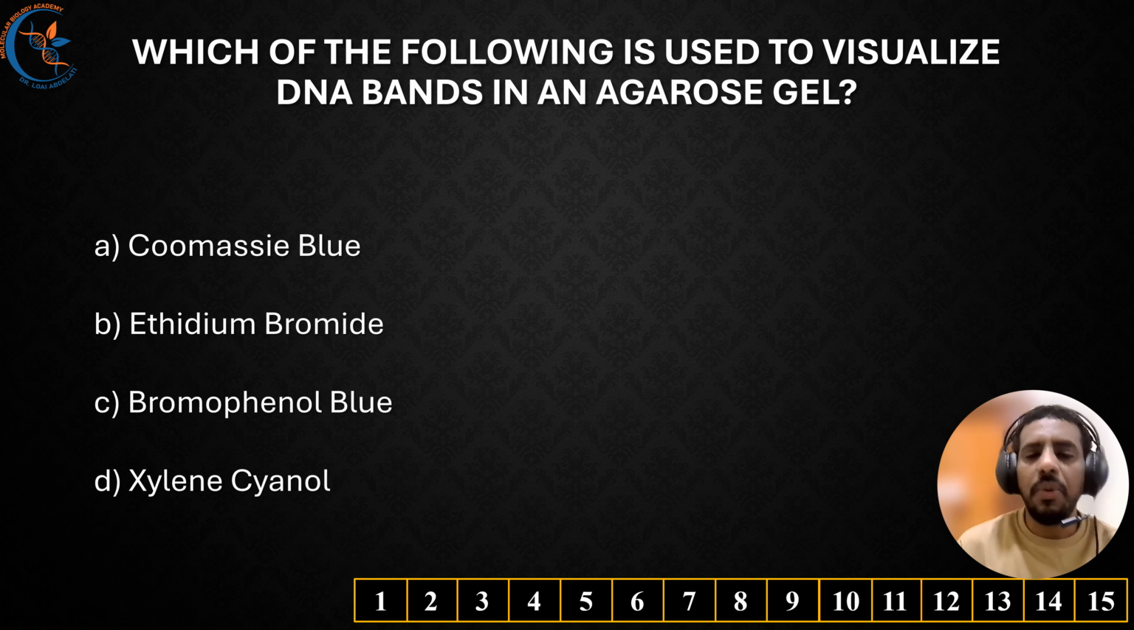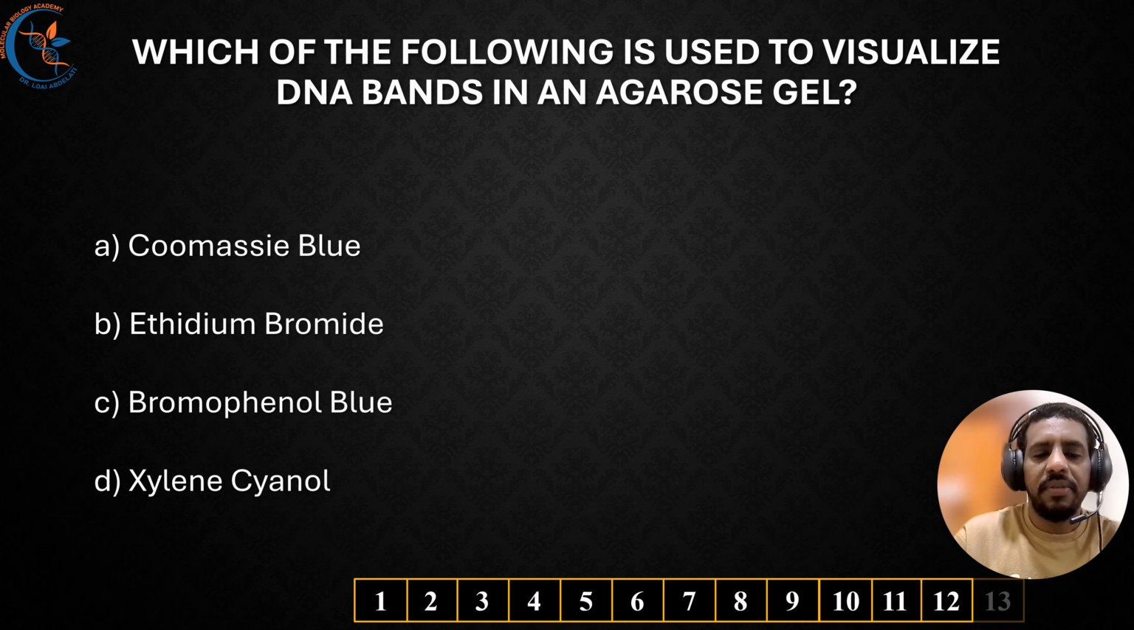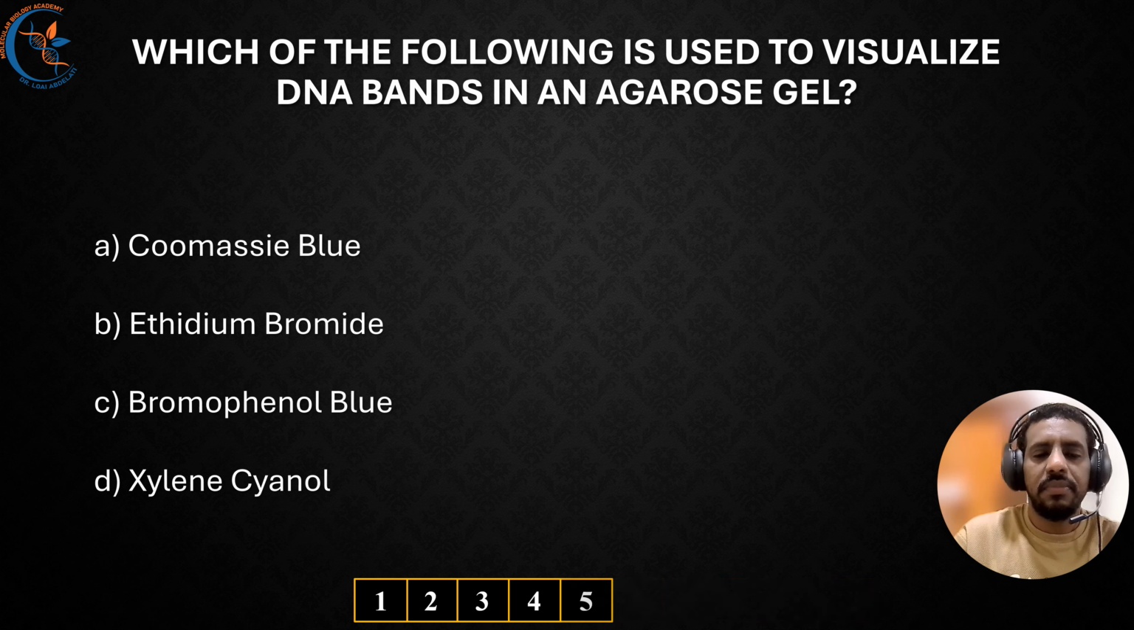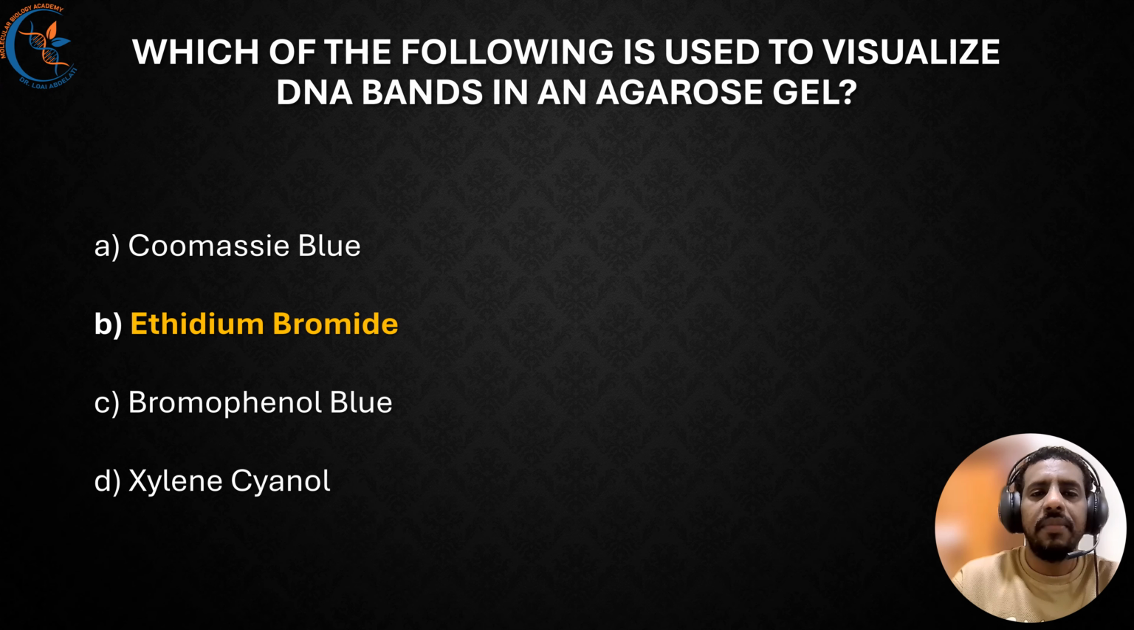All right. Which of the following is used to visualize DNA bands in an agarose gel? The correct answer is ethidium bromide. As we know, ethidium bromide intercalates with the DNA and fluoresces under UV light, allowing visualization of DNA bands.